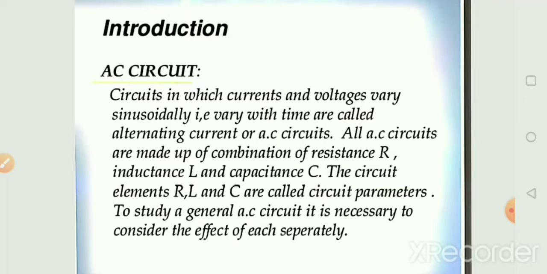So, to study a general AC circuit, it is necessary to consider the effect of each separately. Means by the resistance circuit, what will be the power and what will be the voltage, and same for the other circuits. What are the phase differences for these circuits? Now we will study all the circuits separately.